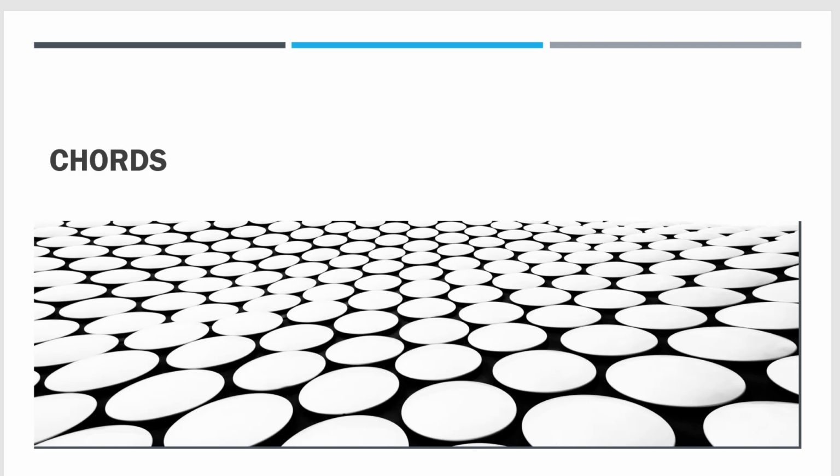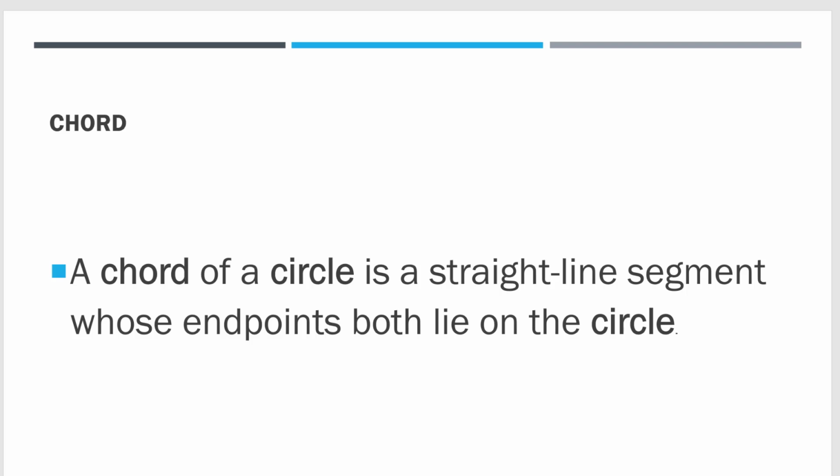Chords. The definition of a chord: a chord of a circle is a straight line segment whose endpoints both lie on the circle. So for a quick sketch, we have a circle and a chord could be anywhere across the circle. And there you can see my endpoints lie on the circle.